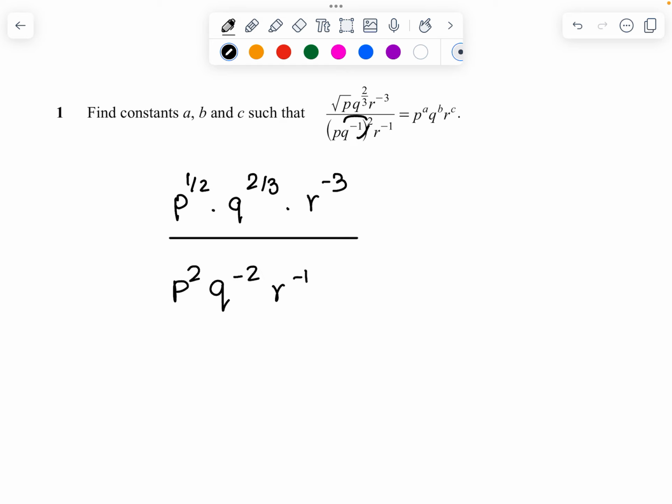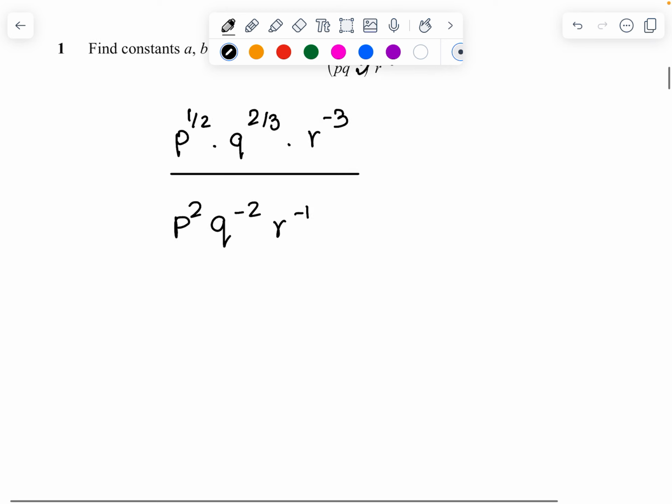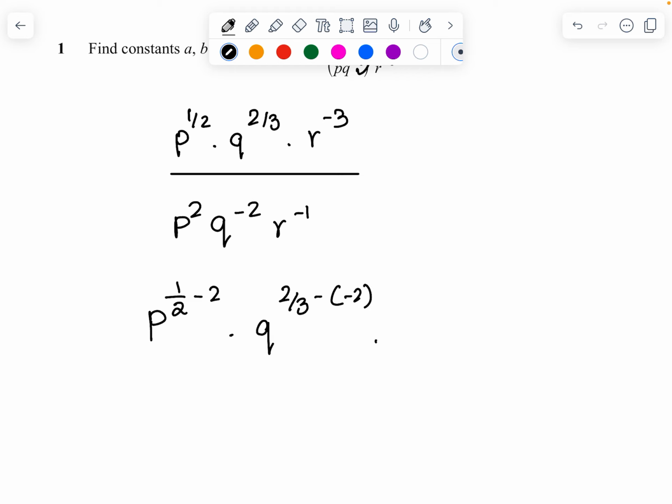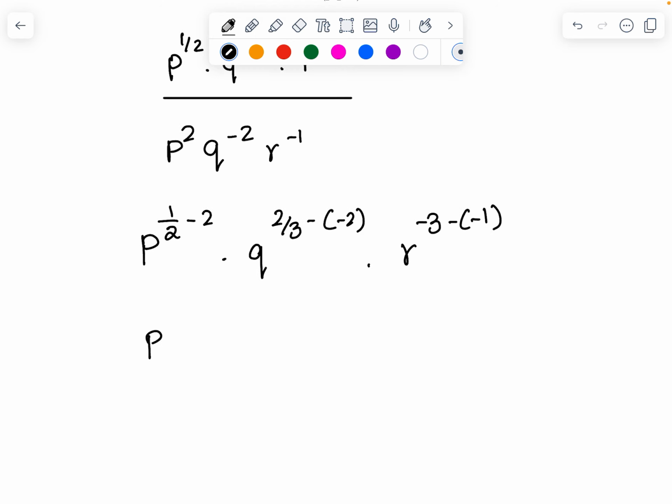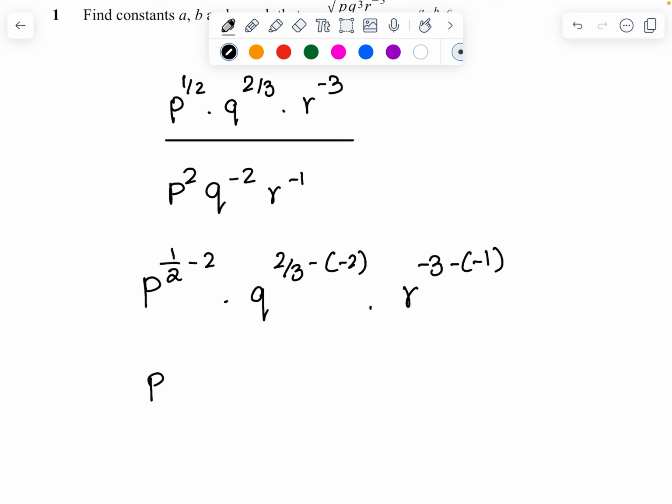So the 2 has to be multiplied with both the things. So p power 2, q power 2, q power negative 2. Now what am I going to do? p power 1 upon 2 minus 2, times q power 2 upon 3 minus of minus 2, and r power negative 3 minus of minus 1. So it becomes p power 1 upon 2 minus 2. What is 1 upon 2 minus 2? Let me write over here: 1 upon 2 minus 2, 2 is a common denominator, 1 minus 4, which is negative 3 upon 2.